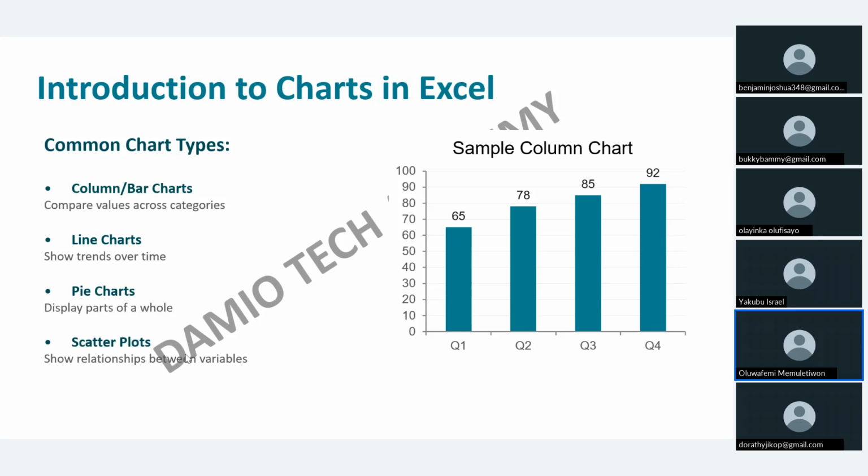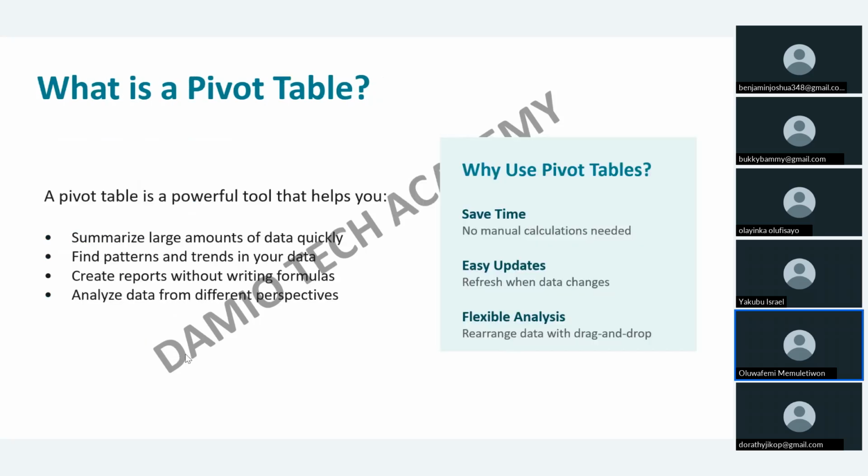Now, what are pivot tables? A pivot table is a powerful tool that helps you summarize large amounts of data quickly, find patterns and trends, create reports without writing formulas, and analyze your data. This creating reports without writing formulas is what I'm after. Some of these formulas we've been learning since. When we get to pivot tables, it skips the formula part and gives you the results. You will see it when we practice tomorrow.